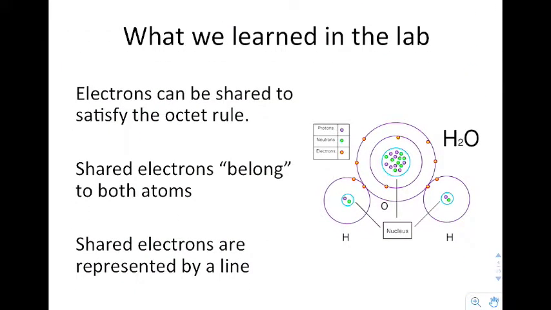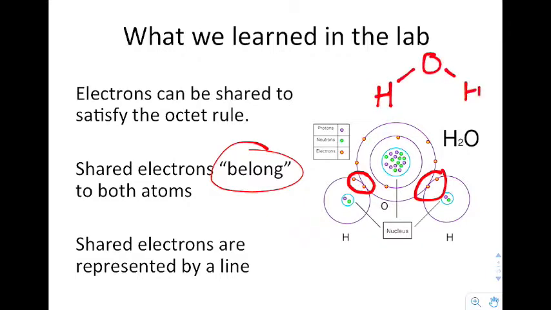So here's what we learned in the lab. We learned that electrons can be shared to satisfy the octet rule. A lot of times whenever you share electrons, those electrons quote unquote belong to both atoms. So what you see in this example here is you see shared electrons right here, and you see shared electrons right here. Each one of those atoms thinks that those electrons are belonging to the other. Because of that, the octet rule is satisfied, and then instead of representing it as a pair of electrons, a lot of times we represent it with a line, where the line indicates the presence of a shared pair of electrons.